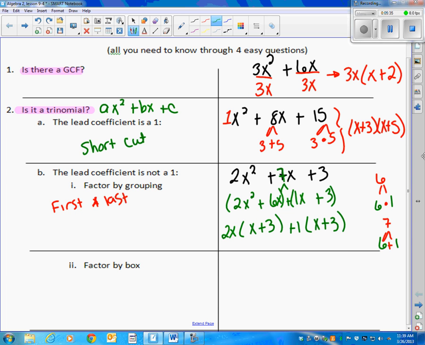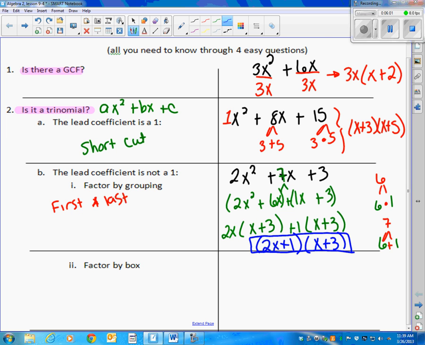And for your final answer, you bring what's outside the parentheses together, 2x plus 1, and what's in the parentheses, x plus 3. This is factored by grouping. It works every time. You never have to change any symbols or signs, anything.